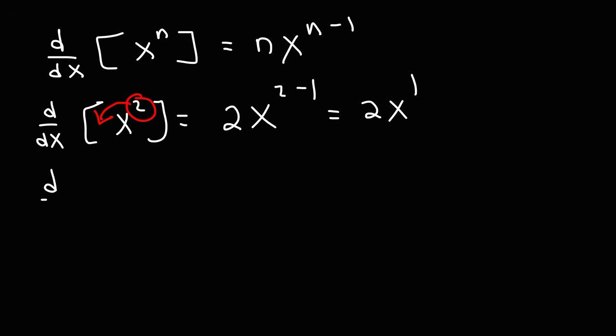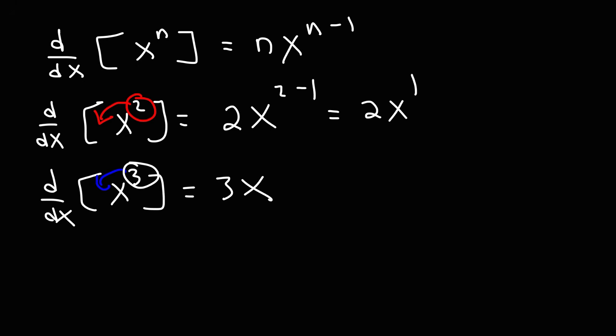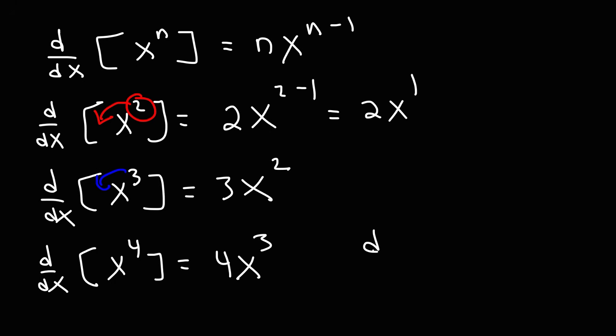So let me give you some more examples. Let's say we want to find the derivative of x cubed. So what we're going to do is move the 3 to the front. So it's going to be 3x, and then we're going to take away 1 from 3. 3 minus 1 is 2, so it's 3x squared. The derivative of x to the fourth, that's going to be 4x cubed. And the derivative of x to the fifth power, that's 5x to the fourth power. So hopefully you see the pattern here, but that's the power rule. That's how you can use it.